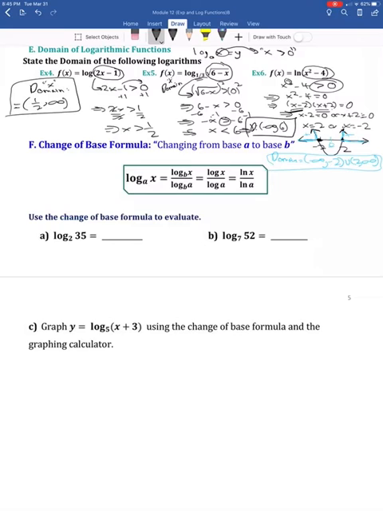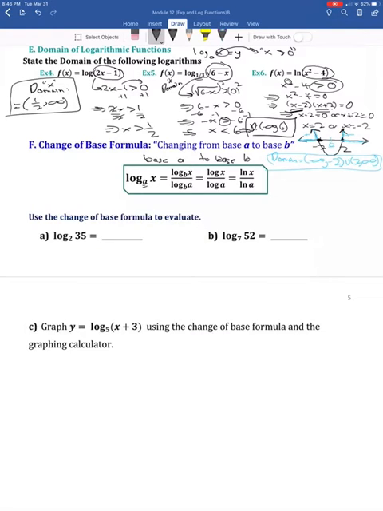Moving on, let's look at the change of base formula. This is our last topic here as we're looking at logarithms. Changing from base A to base B. This is helpful if you want to involve your calculator. Your calculator has a couple of different shortcut keys, log base 10 and log base e, which will allow you to change it easily. Well, the change of base formula is a fraction.